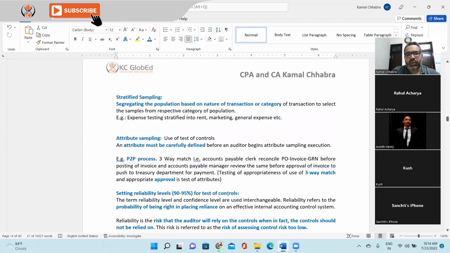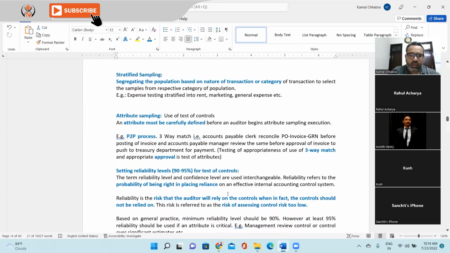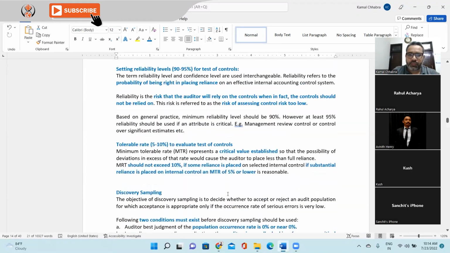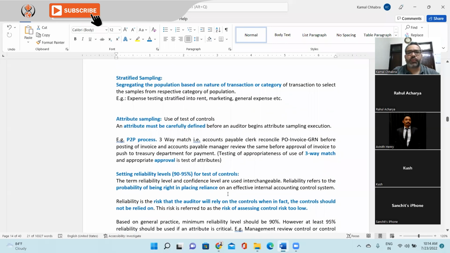So today we need to start with stratified sampling. We'll be discussing other examples and techniques of statistical sampling, right? So we'll be starting here from stratified sampling. What stratified sampling actually is: stratified sampling is basically segregating or clubbing together respective types of transactions which are the same or similar in nature, and considering that as one population. So have any of you done the audit of expenditures?